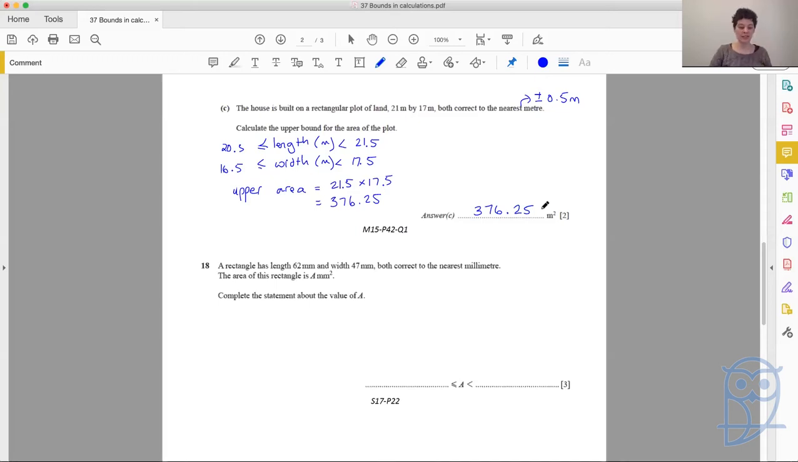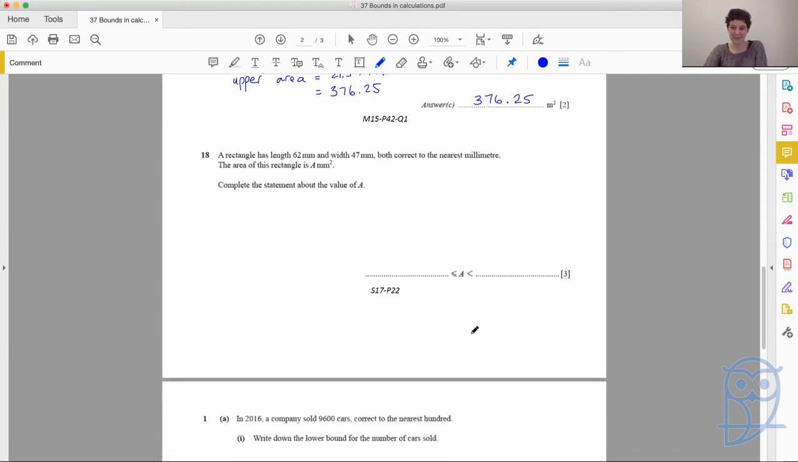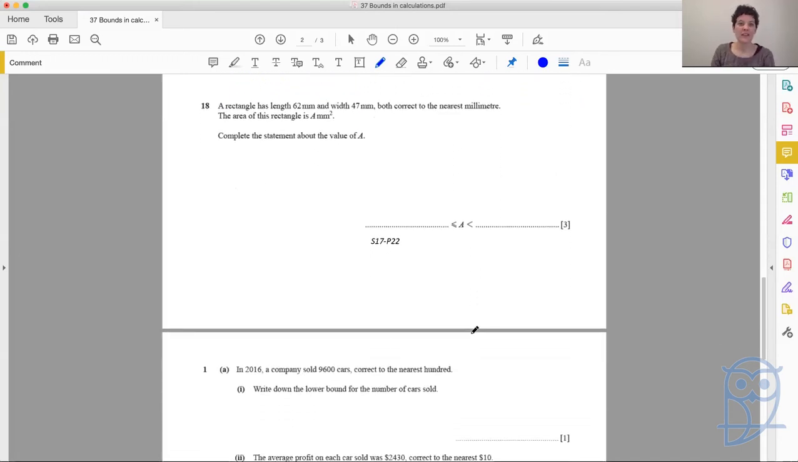We've got a few more questions lined up. We'll see how many of them we get through before the end of the lesson. Next one from May, June 2017. A rectangle has length 62 millimeters and width 47 millimeters. Both correct to the nearest millimeter, so plus minus 0.5 millimeters. The area of this rectangle is A millimeter squared.